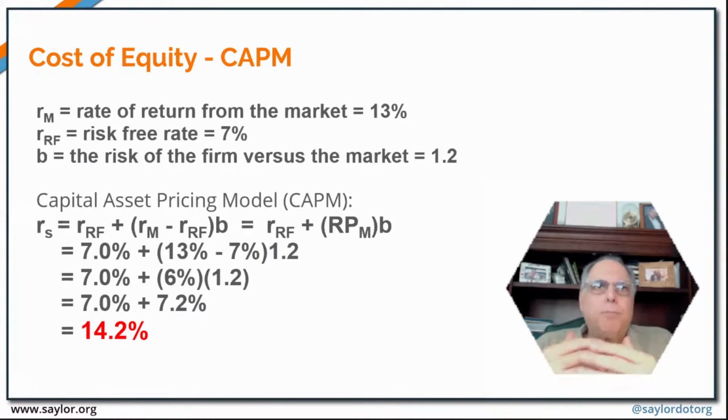Yes. Risk-free rate is 7%. We're going to look at the 13% return on the market minus that 7%, which is 6%. We're going to multiply that 6% by beta 1.2. That's the additional risk that we're going to assume. And that gives us a 7.2% market risk premium. So what's the cost of equity? It's the sum of the risk-free rate plus the market risk premium, or 14.2%. So in this case, my cost of equity is 14.2%.